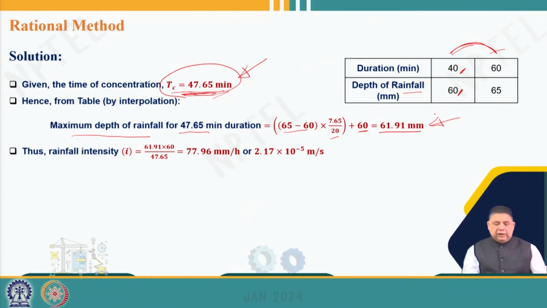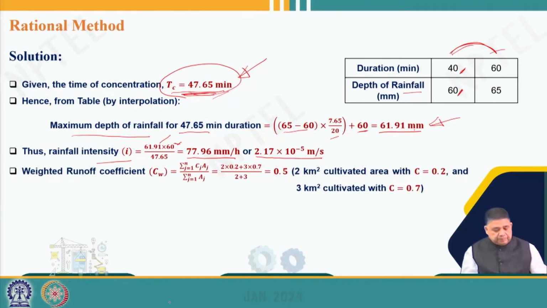So, we can find out the rainfall intensity. So, rainfall intensity will be 61.91, which we calculated, divided by the duration 47.65, and of course, multiplied by 100 in order to get the value in millimeter per hour. So, it is 77.96 millimeter per hour, but because we use meters per second, that is why we are converting that and we get a value of 2.17 into 10 to the power minus 5 meter per second as rainfall intensity.